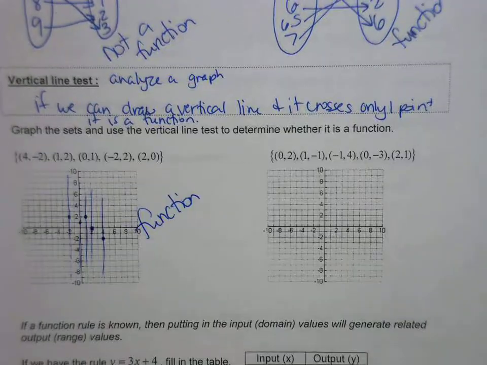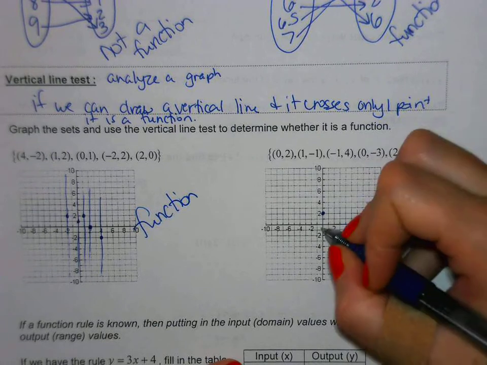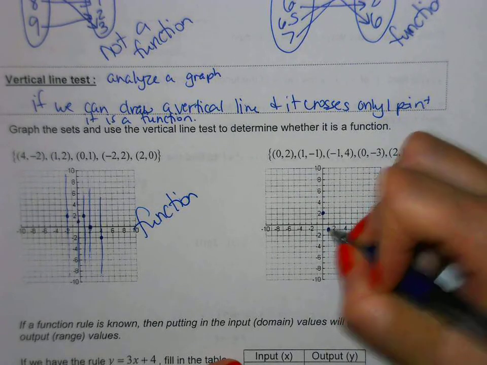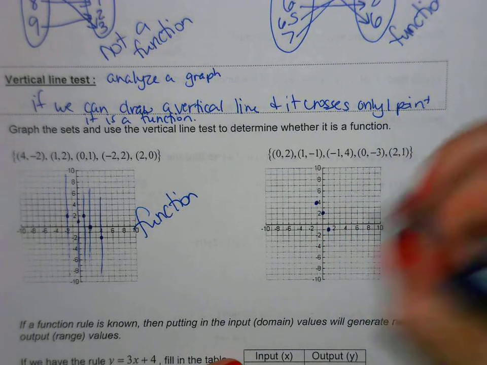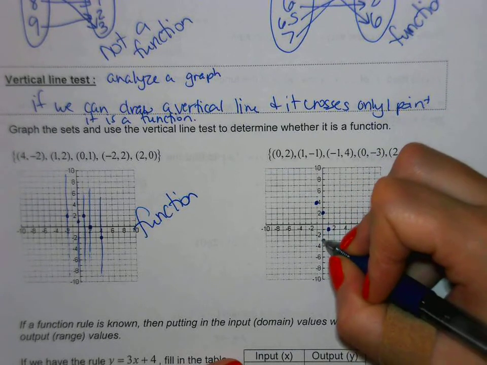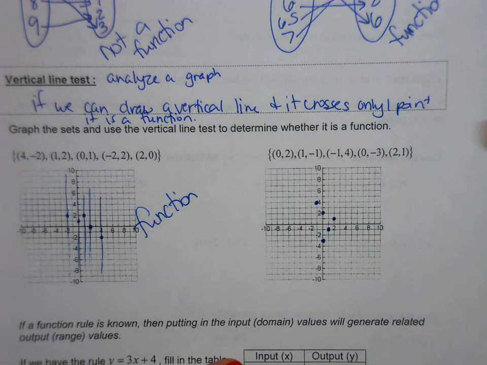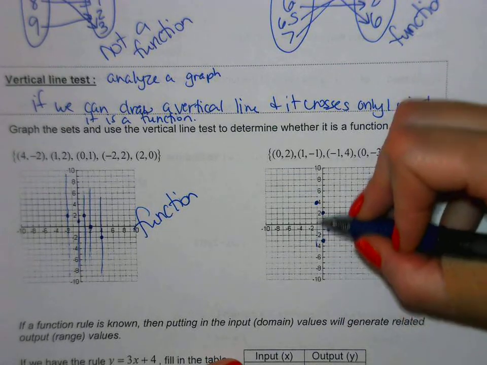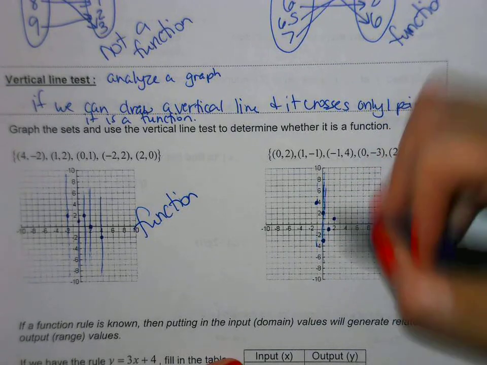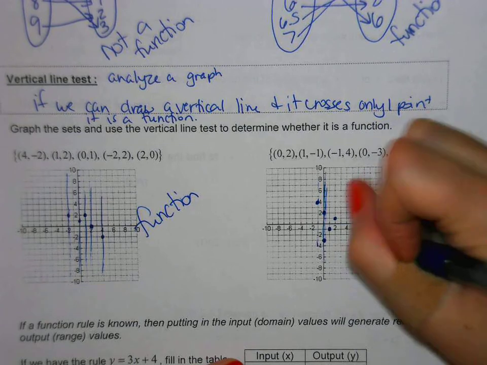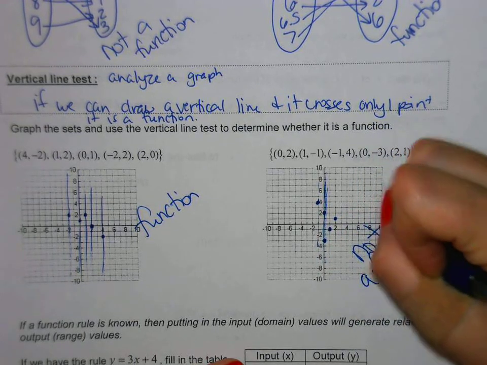So let's look at the second one. We have (0, 2), (1, -1), (-1, 4), (0, -3), and (2, 1). If I look at this vertical line test, right here it fails because I'm crossing 2 values, so it's not a function.